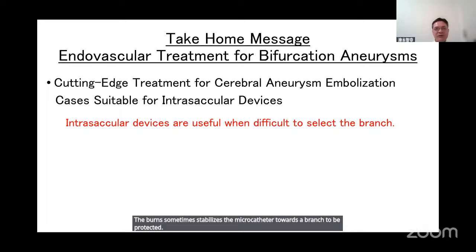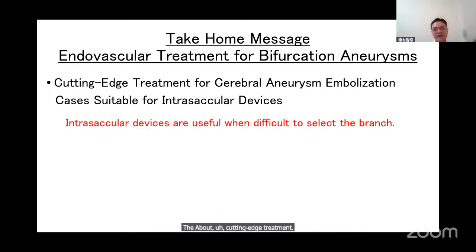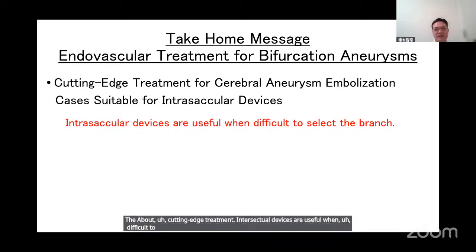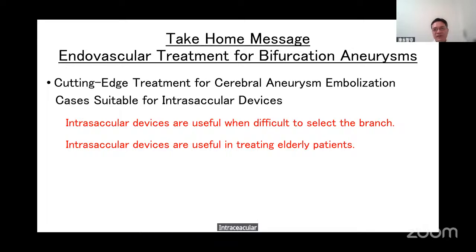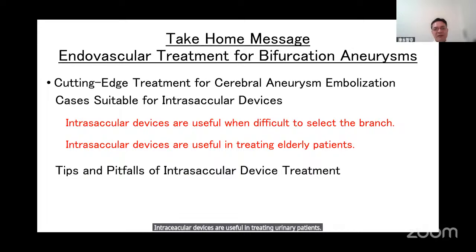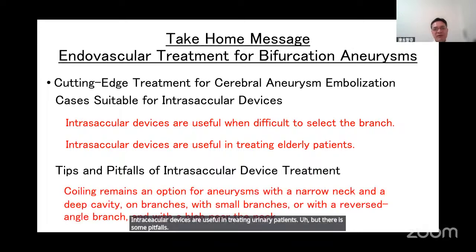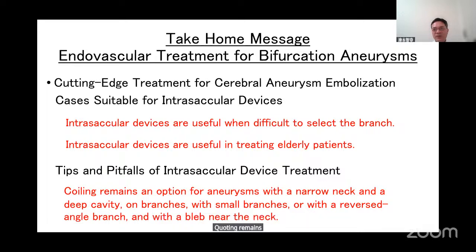About cutting-edge treatment, intrasaccular devices are useful when it is difficult to select branches. Intrasaccular devices are useful in treating elderly patients. But there are some pitfalls. Coiling remains an option for aneurysms with a narrow neck and deep cavity, on branches with small branches or with a reversed angle, and with a bleb near the neck. So thank you very much for your attention.